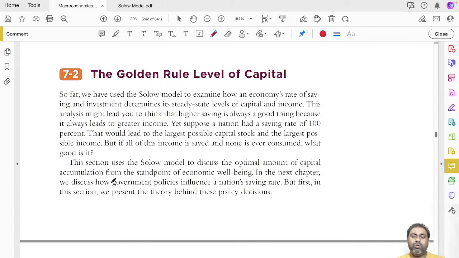So before going into those impacts on growth rate, it's important to understand the golden rule level of capital. Golden rule is regarding your consumption.